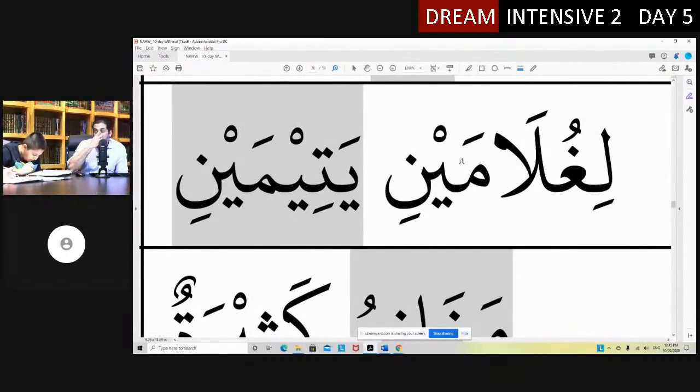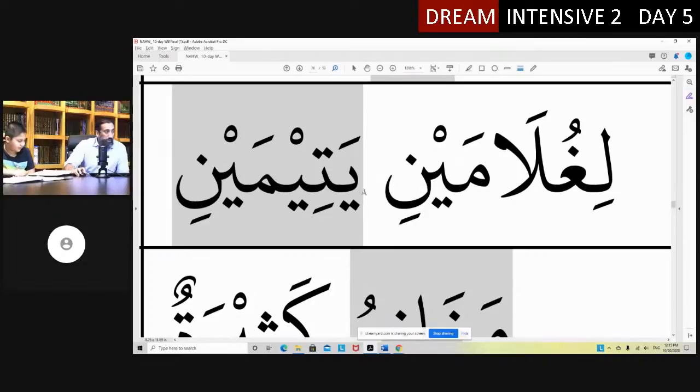Okay. Li is a harf of jar. And the aini in ghulamaini has to be jar now. We can no longer say nasab or jar. It's definitely jar because of the harf of jar. The li means for. Ghulamaini means boys. For two boys.